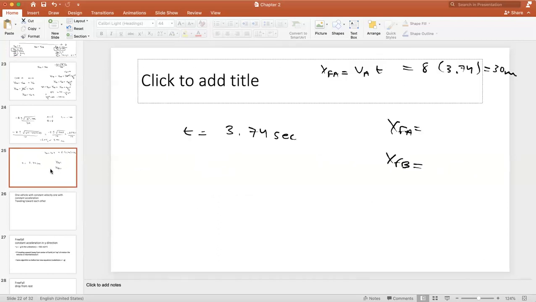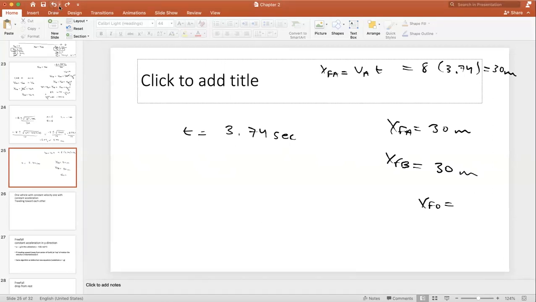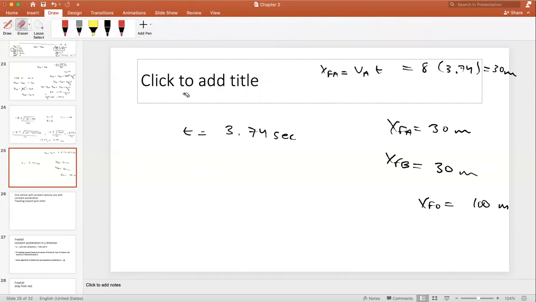However, note that our position is the same. Our final position is at x equal to 30. Car B started at x equal to 100, okay? 100, x, and why am I writing so badly today?